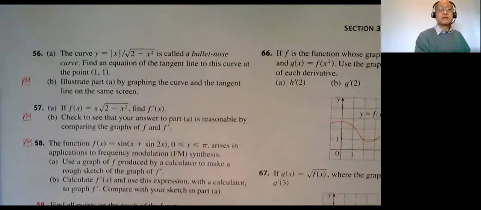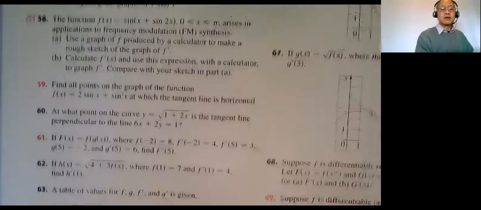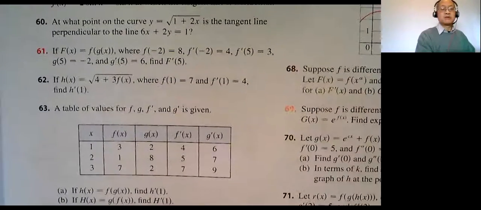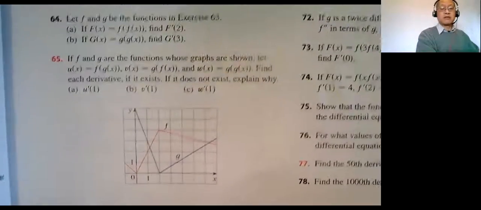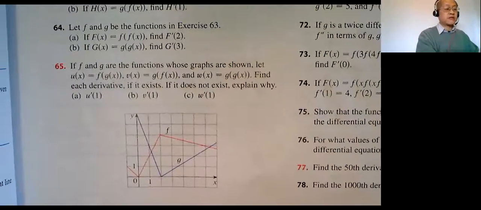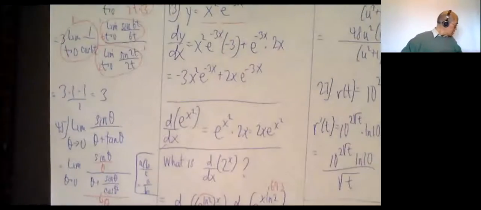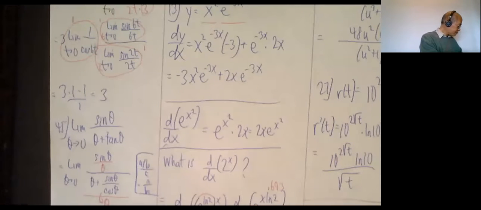Okay, and how high do we have to go again? Was it 65, I think? And yeah, you need the graph for this, 65. I think 65 was the last one, if I'm not mistaken. So there we go.